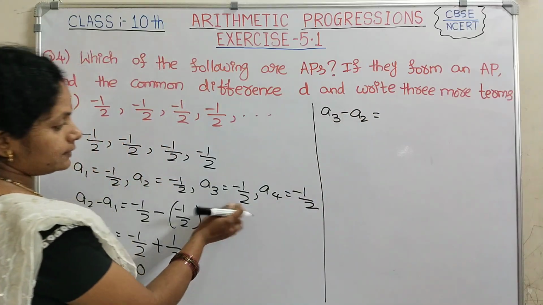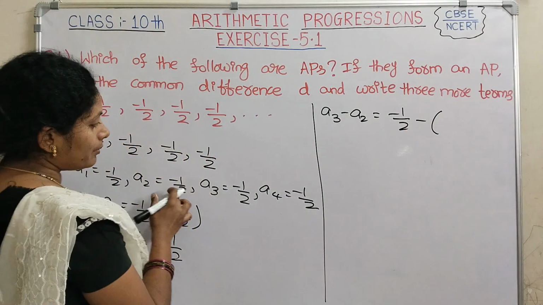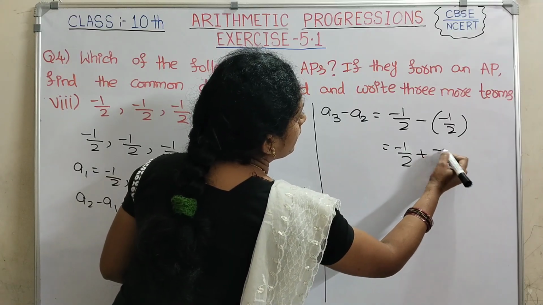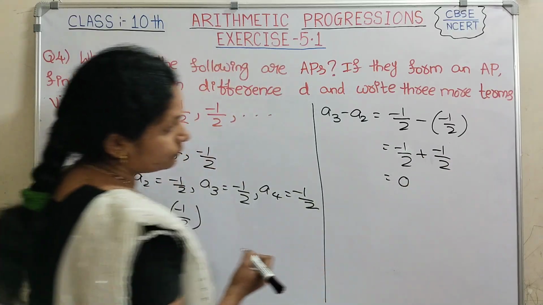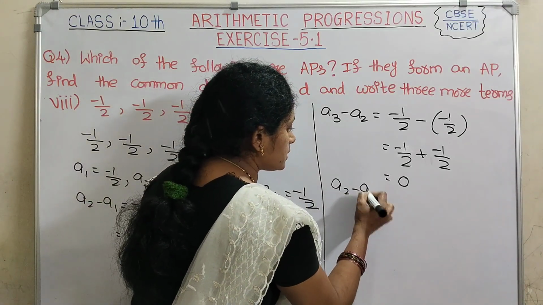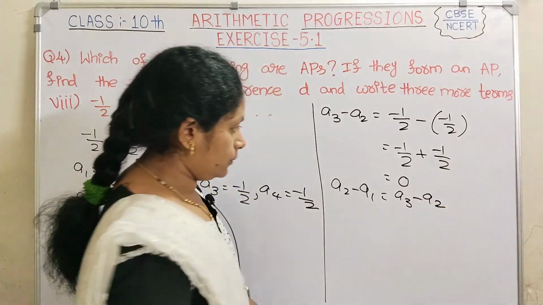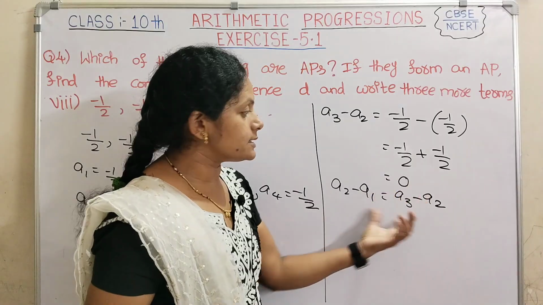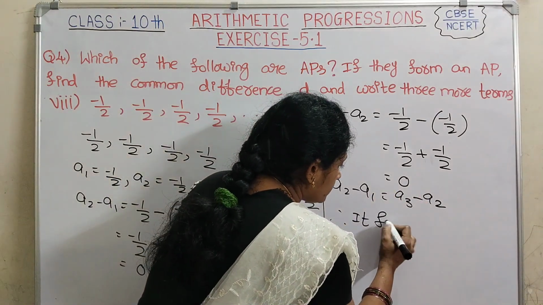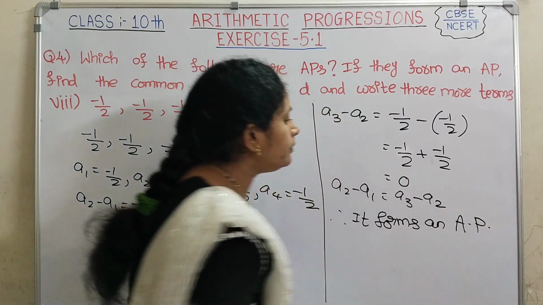Plus 1 by 2 and minus 1 by 2 will give 0. A3 minus A2. A3 is minus 1 by 2 minus A2, which is minus 1 by 2. Minus 1 by 2 plus 1 by 2 is equal to 0. So A2 minus A1 is equal to A3 minus A2, because for both of them we got 0 and 0. Both are equal. Therefore, it forms an arithmetic progression, that is AP.